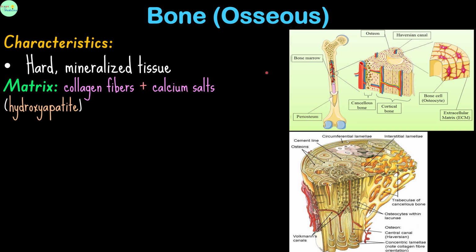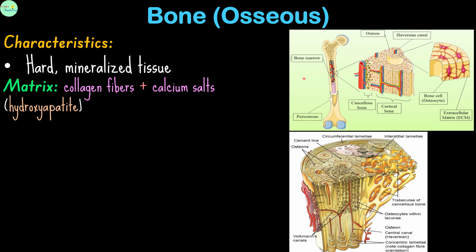The extracellular matrix of bone contains type 1 collagen fibers embedded in a ground substance that is heavily impregnated with calcium salts, primarily in the form of hydroxyapatite crystals, which are composed of calcium and phosphate arranged in a crystalline lattice.